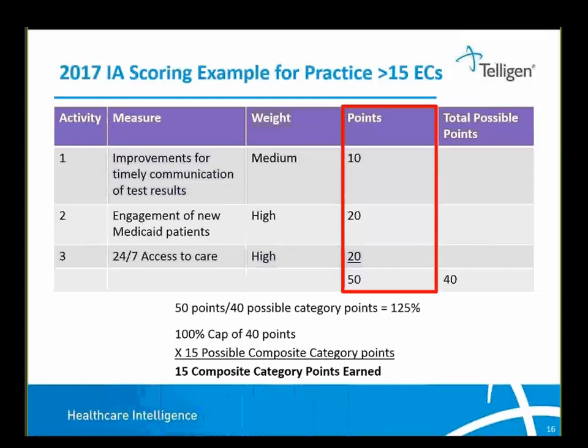So if you were to add these up, you get 50 points. Now, is there a possibility that you could score more than 15% if you complete more improvement activities? And the answer is no. There is a total possible points of 40 points. And so if they divide the number of points by the number of total possible points, you'll see they scored 125%. But it is capped at 100% of 40 points. So you take that times the 15 possible composite category points, and you will see that they get 15 composite category points earned.